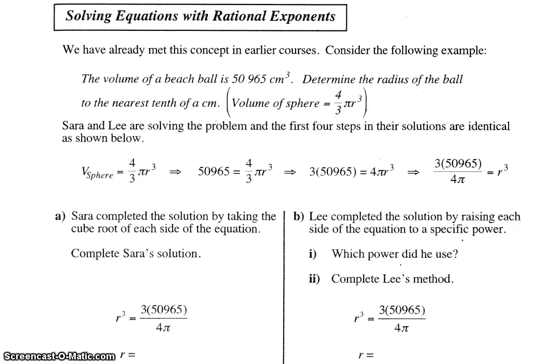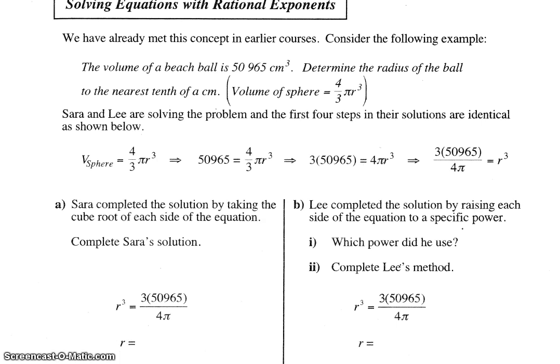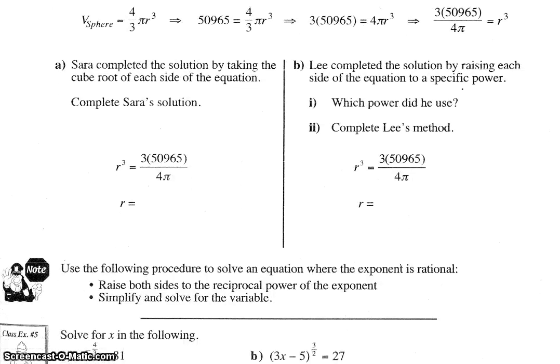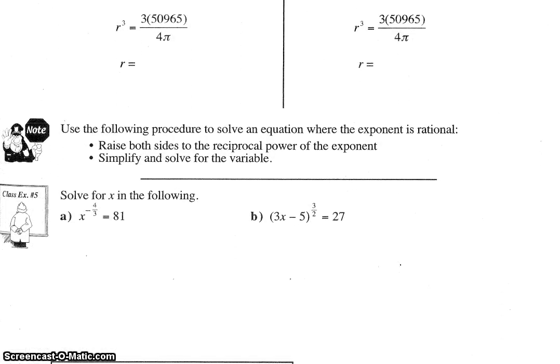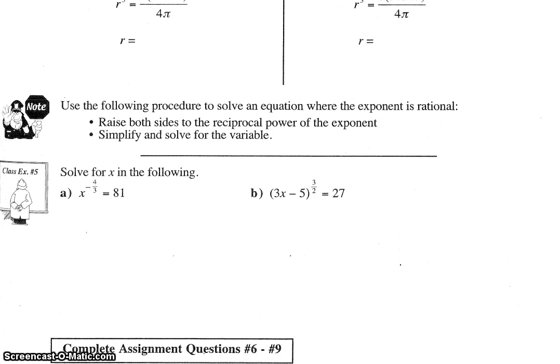Okay, so this is solving equations with rational exponents, so fractions in the exponent. I'm going to kind of skip this thing, but there's something I want to talk about down here with the examples. They give you this procedure, which I totally agree with. Raise both sides to the reciprocal power of the exponent and then simplify and solve for the variable. Let me give you an example. You've been doing this already. You just don't know that you've been doing this.